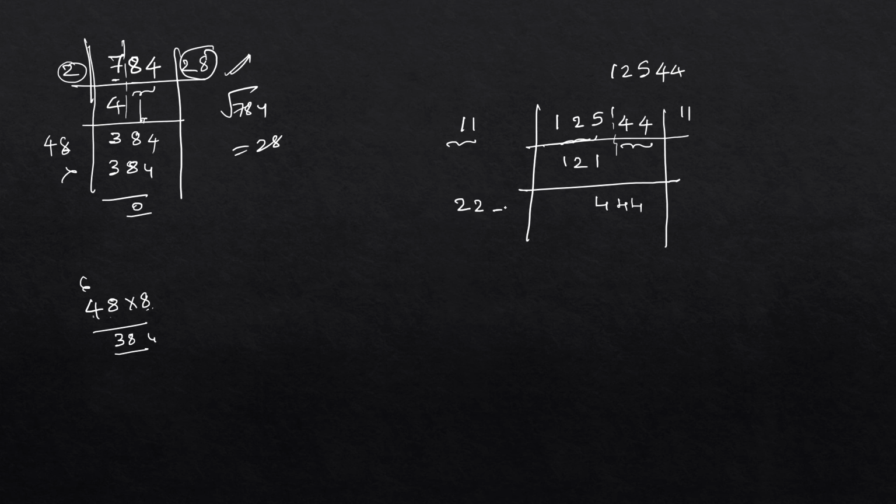And here we have to put such a number that when we multiply with the same number, the answer should be 444. Let me check for 2. I am putting 2 here and should multiply with the same 2 here. Whatever number you put here, you should multiply with the same number. So 2 2s are 4. Okay. So the answer is 112. That means the square root of 12544 is 112.